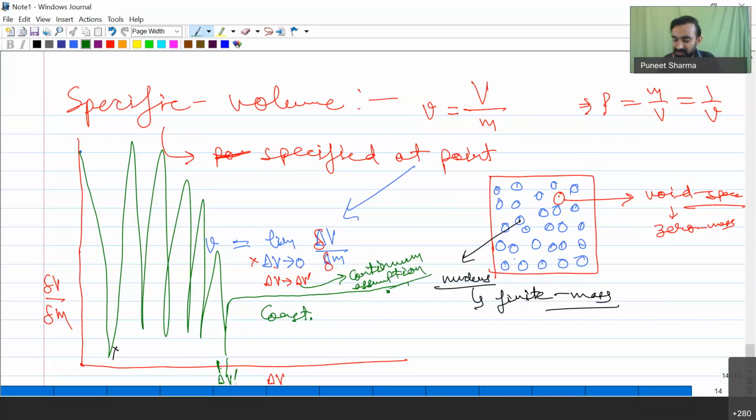Okay, so this is the volume scale at which our continuum assumption becomes applicable. So if the continuum assumption is becoming applicable, we will be considering that everywhere we are having homogeneous matter and we are not having any void spaces. Because of that, while we specify this limit in the definition of specific volume, we refer to some value delta V dash instead of delta V tending to 0.